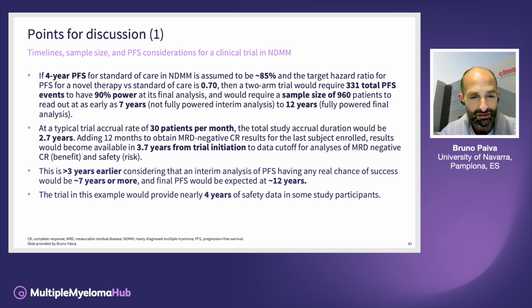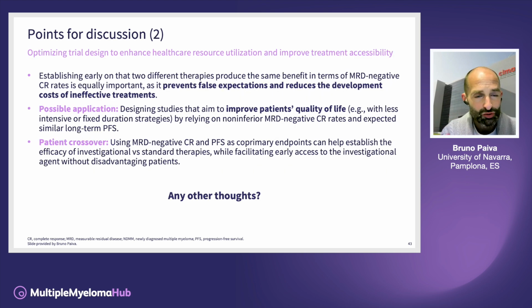And in terms of the balance between benefit coming from efficacy and risk regarding toxicity, there would be considerable amounts of toxicity data available during that 4-year period. These are ideas about using MRD endpoints in clinical trials to establish early on whether or not two different therapies produce the same benefit in terms of MRD negative rates. This is equally important to prevent false expectations and reduce the development costs of ineffective treatments, particularly for the companies.